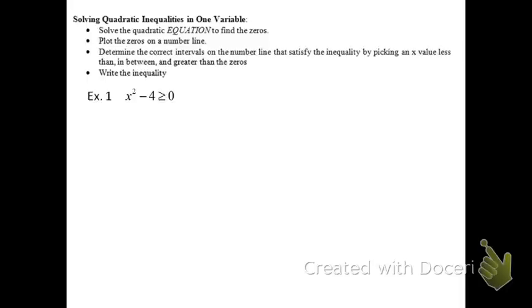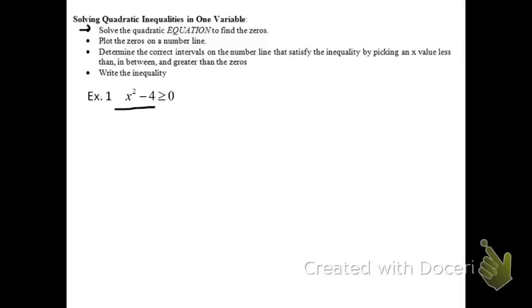I'm trying to find, in example 1, when this expression x squared minus 4 is bigger than or equal to 0. So the idea is what x values will make that true. Now we can guess and check if we would like. For instance, if I plug in 100, 100 squared minus 4 is definitely bigger than 0, but there are many other values besides x equals 100 that could possibly solve this. So going about it in a more methodical way is what we need to do here.